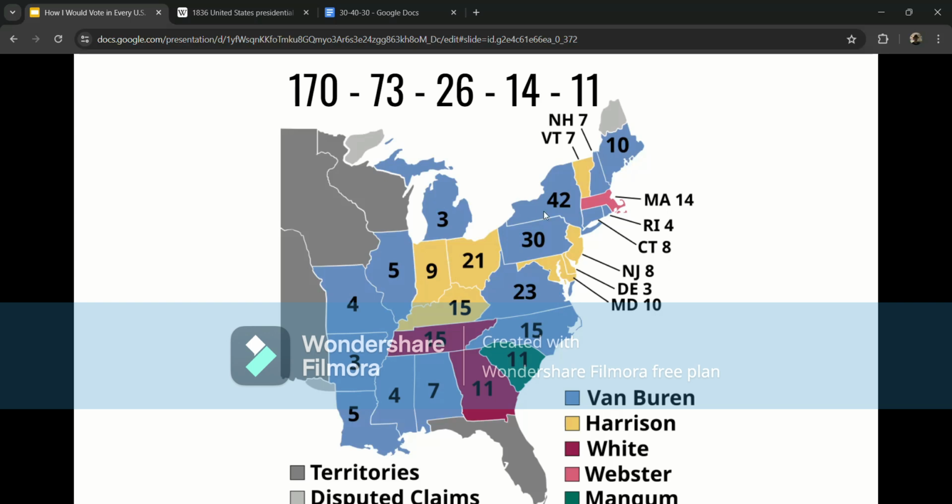Now, Van Buren does win this election relatively closely.